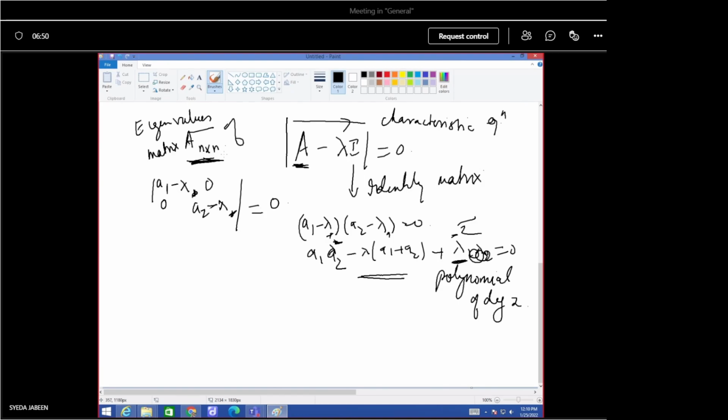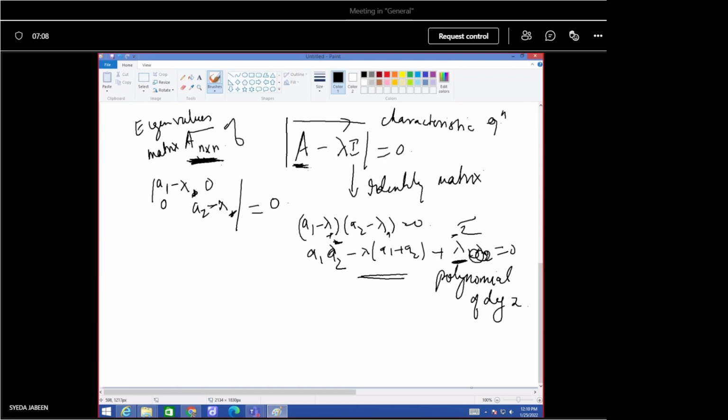Clear? Ma'am, after making the characteristic equation, what do we do? First we make the characteristic equation. So if you are given any matrix of order n, and you are asked to find the eigenvalues of the matrix, what we do is construct the characteristic equation.